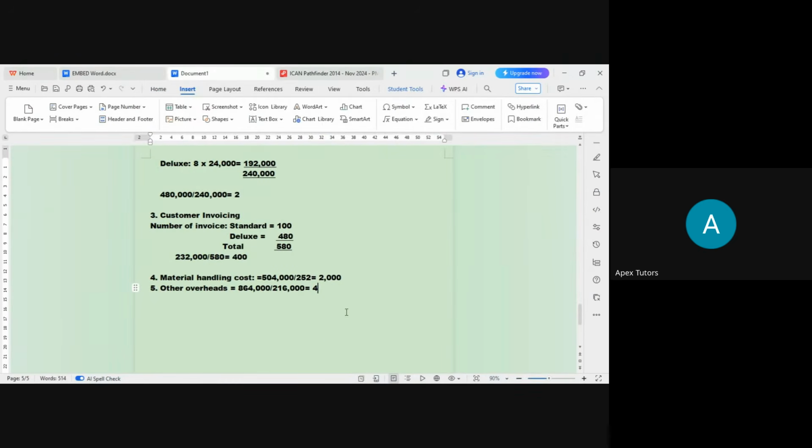So now let's determine the overhead rate per unit for each product. What we've done now is the cost driver. So, determination of overhead rates per unit of each product.